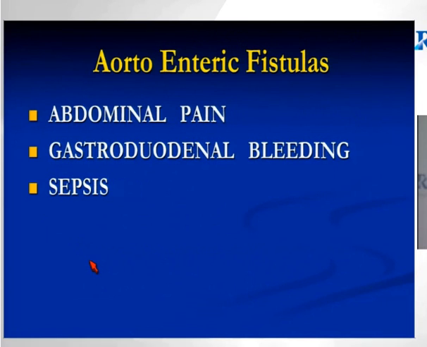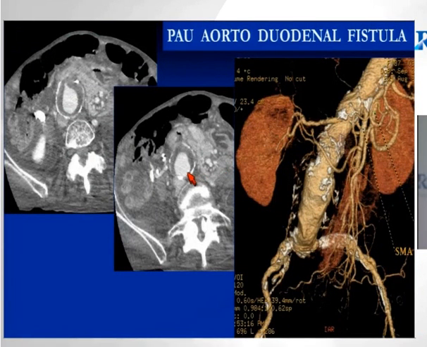Some of the other aspects of symptomatic aneurysms to consider are not just those that rupture, but those that do other things. Here's an example of a patient presenting with abdominal pain and GI bleeding who is septic. If you look at this study, you can see obviously there's an aneurysm. There's something pointing here at the aortic wall, and a few sections lower you can see the continuity of that as a tract with gas in it.